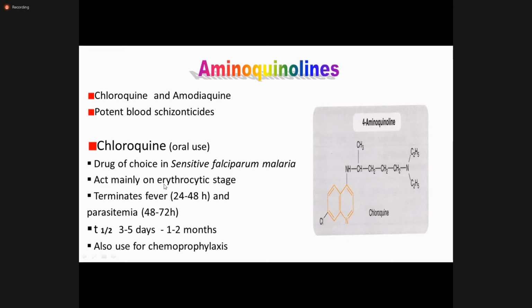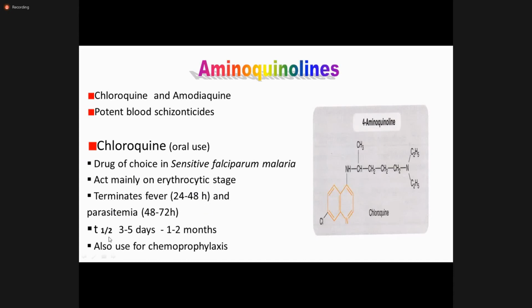It affects the erythrocytic stage. This we have already discussed, that there are phases. So, the effect is on the erythrocytic stage. When we give chloroquine, usually the fever subsides within 1 to 2 days, meaning 24 to 48 hours, and also it kills the parasitemia completely in 2 to 3 days. So 2 to 3 days it takes to completely remove the clinical effects like fever and chills. They are removed when you use chloroquine.